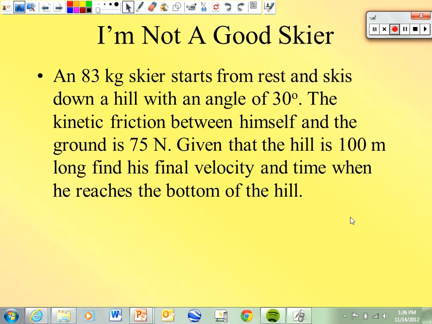This is the I'm not a good skier example problem. In this problem, an 83 kilogram skier starts from rest, skis down a hill with an angle of 30 degrees. The friction between himself and the ground is 75 newtons. The hill is 100 meters long. We're going to find the final velocity and the time when the skier reaches the bottom of the hill.